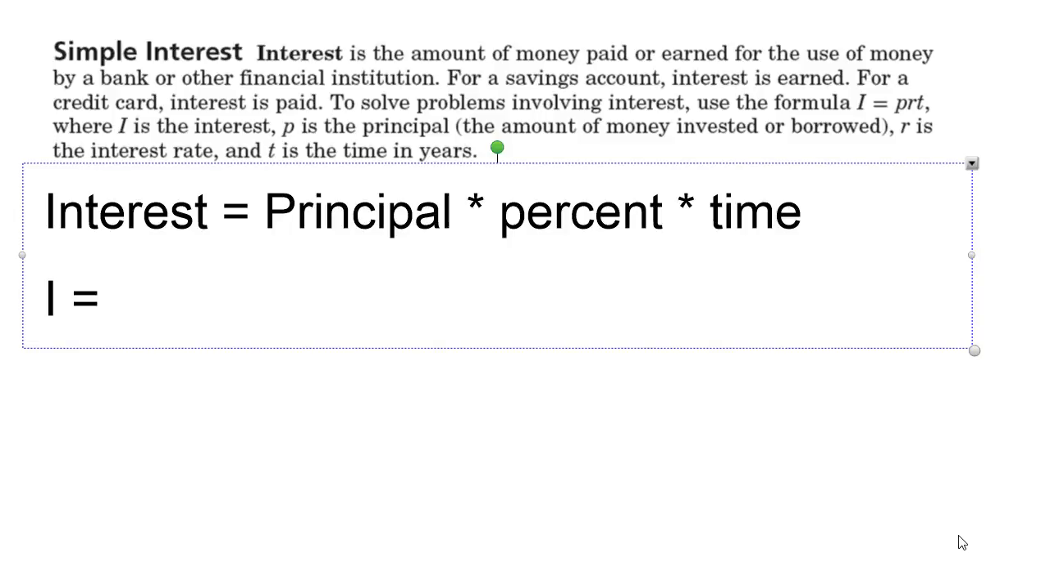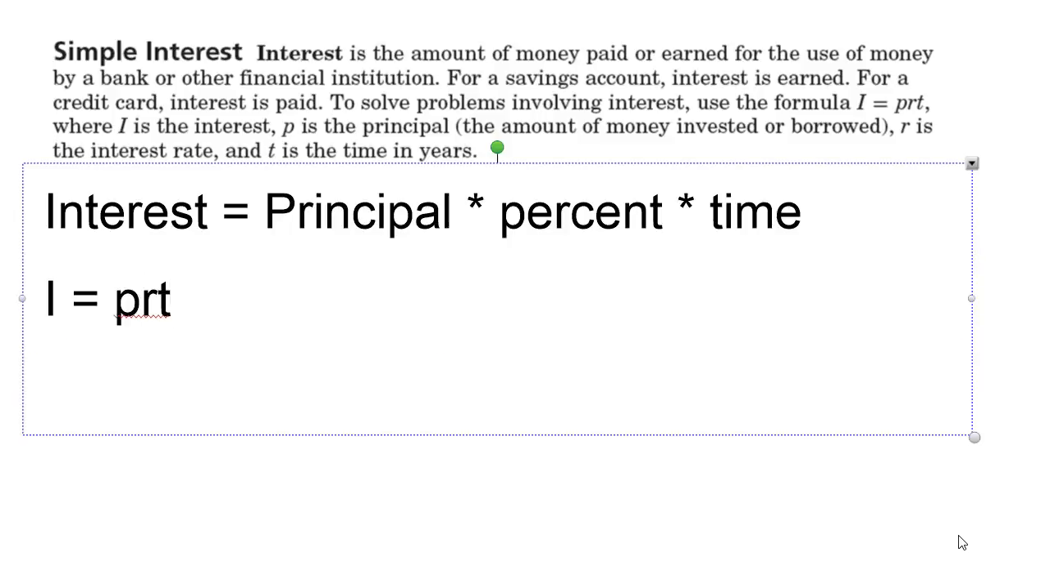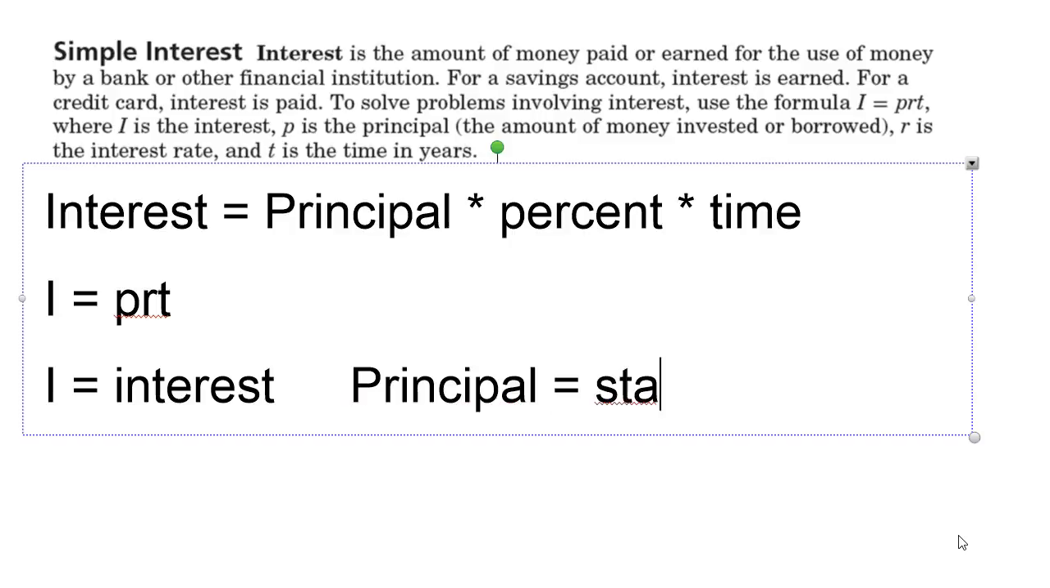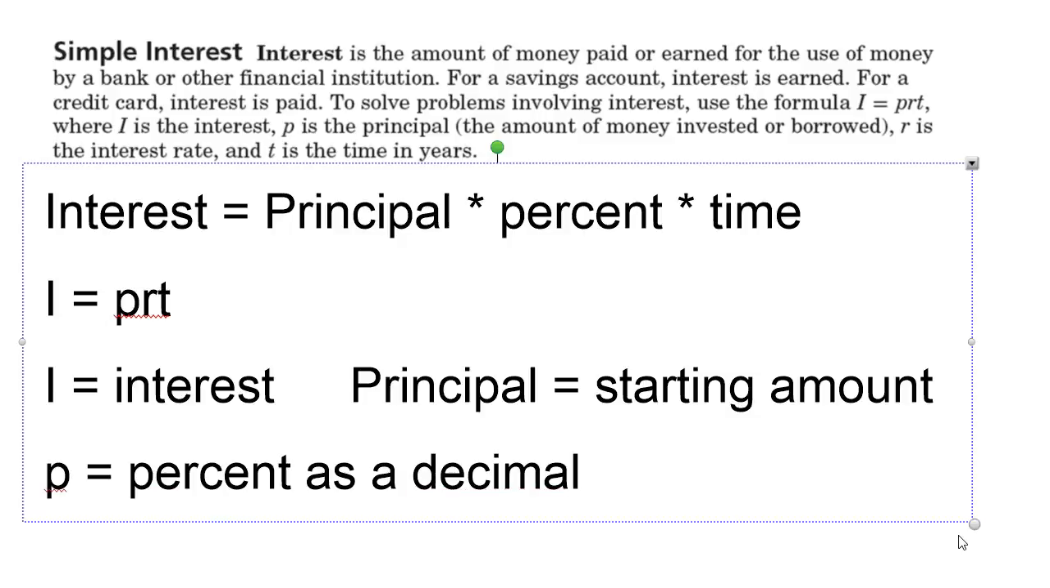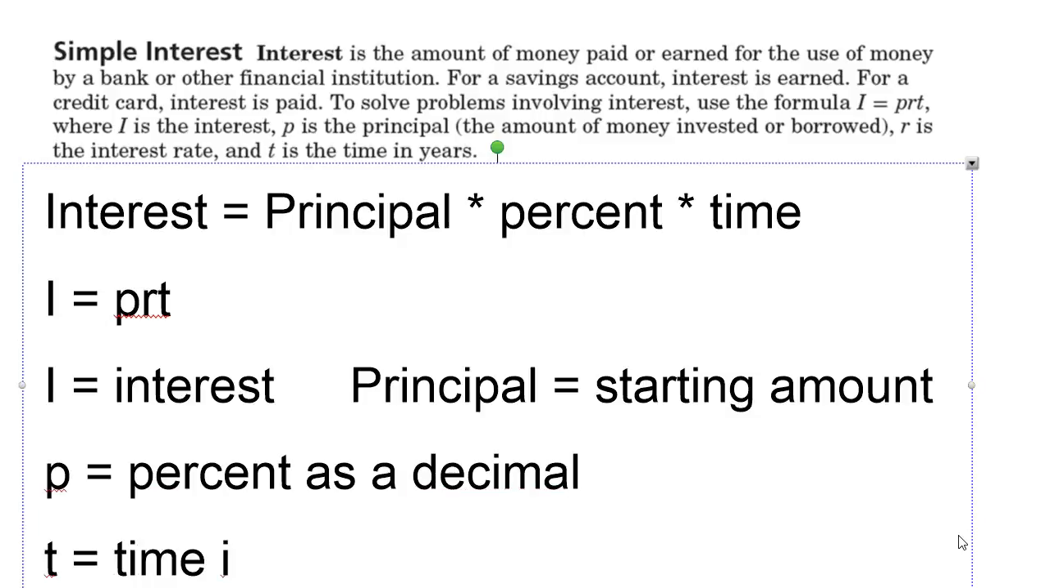Or interest equals principal times percent times time, or PRT, where I is the interest, principal is the starting amount, P is the percent as a decimal, T is the time in years. Okay.